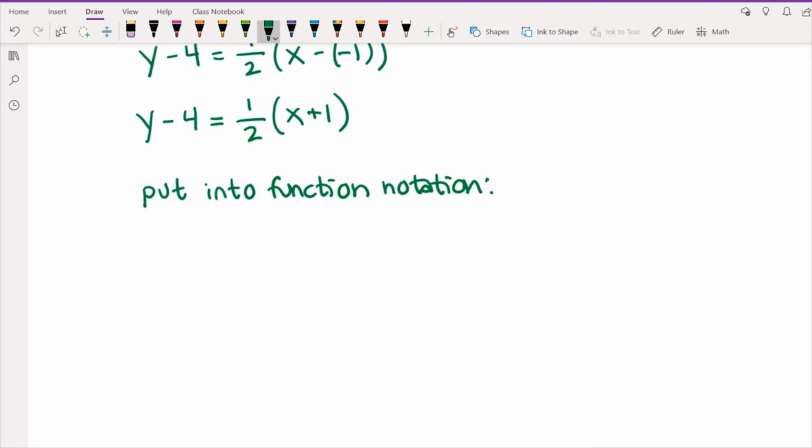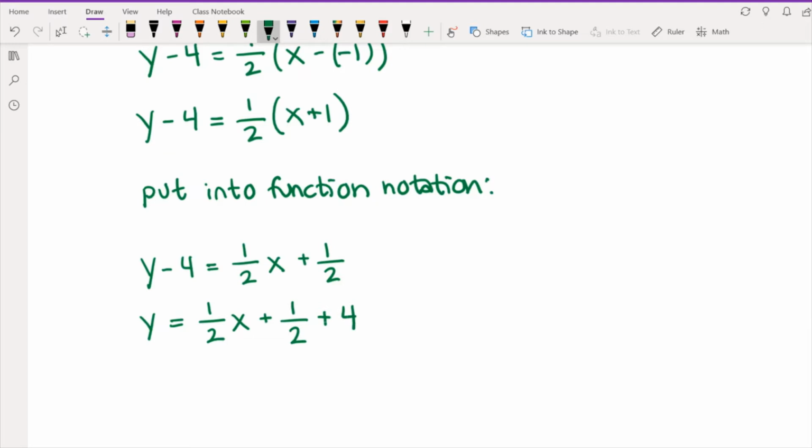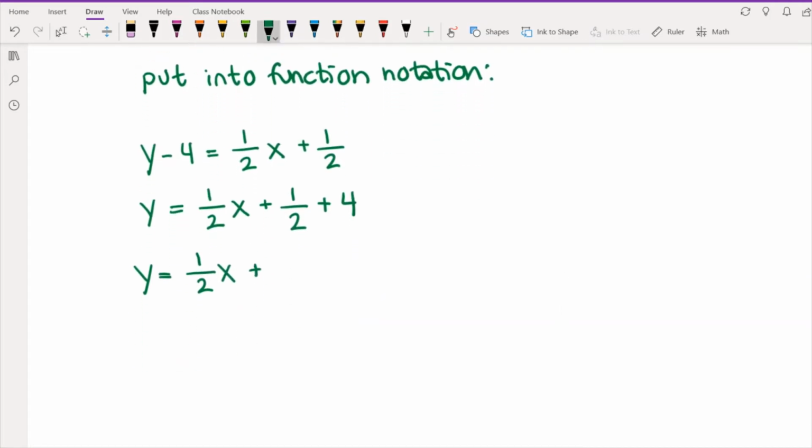And so in this case, if we start by distributing that 1/2, so we get 1/2 x plus 1/2, and then we can add that 4 to both sides. So now we have 1/2 x plus 1/2 plus 4. So that's going to be y is equal to 1/2 x plus, so 4 is equal to 8 halves. And so 4 plus 1/2 is 9 halves. And so function notation would be f of x is equal to 1/2 x plus 9 halves.